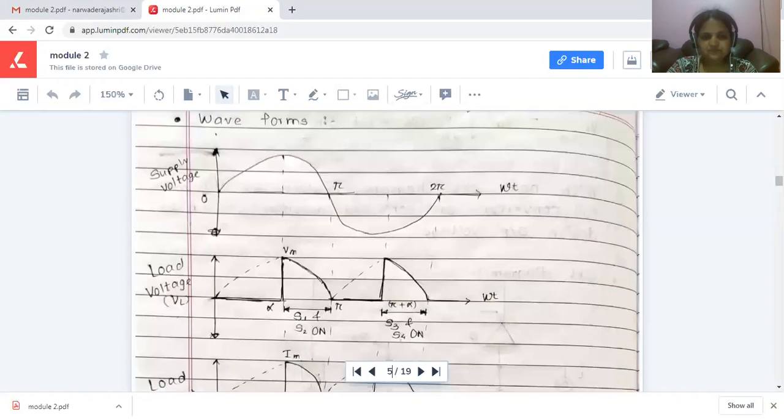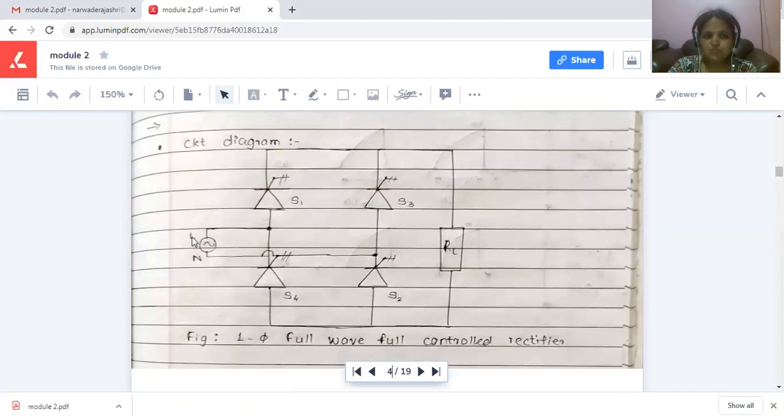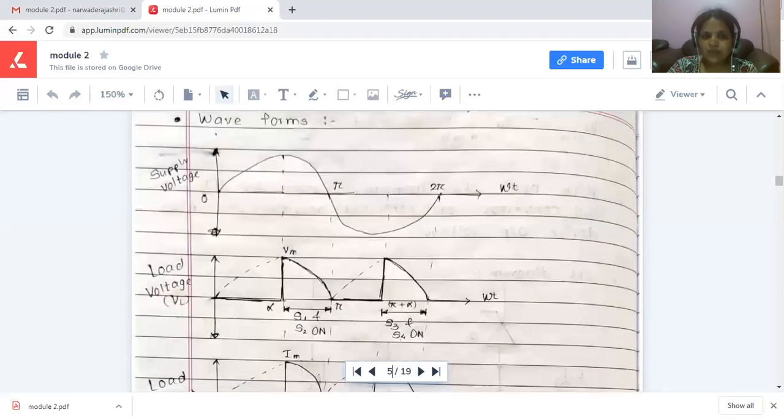Now the waveform during the positive half cycle of the AC supply, that is 0 to pi. What happens? The live point is more positive with respect to the neutral point, therefore SCR1 and SCR2 will be forward biased, but at this time SCR3 and SCR4 will be reverse biased. Therefore the voltage waveform across the load will be like this: alpha to pi, S1 and S2. SCR1 and SCR2 will be on during this interval.